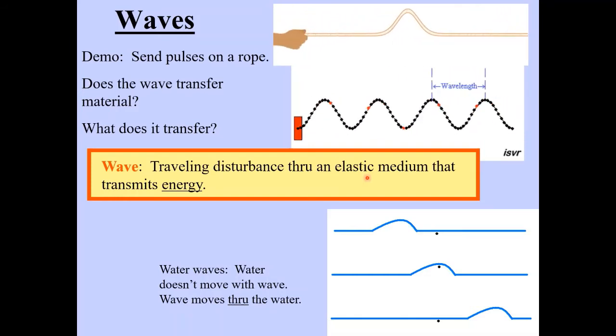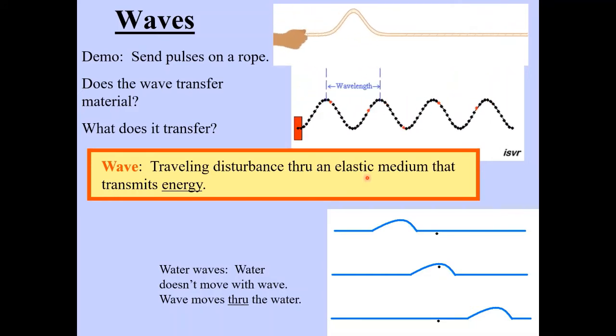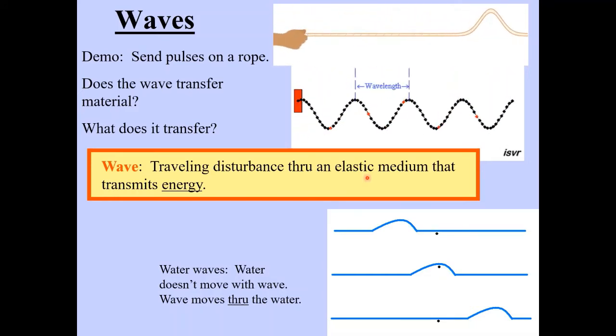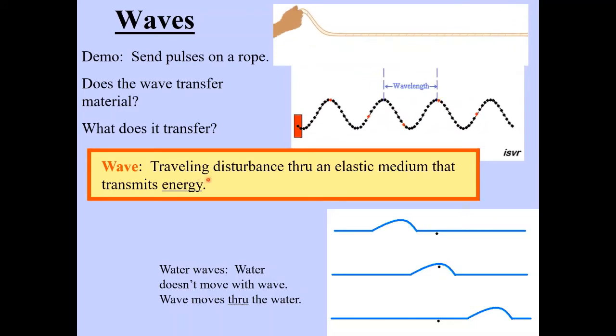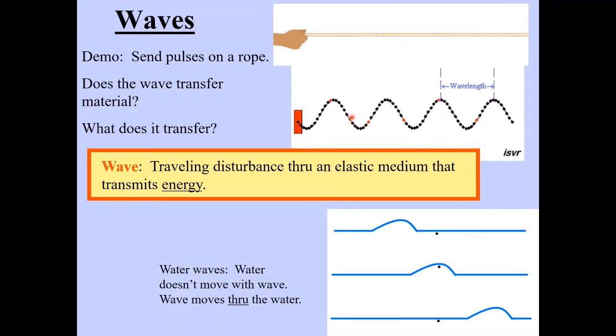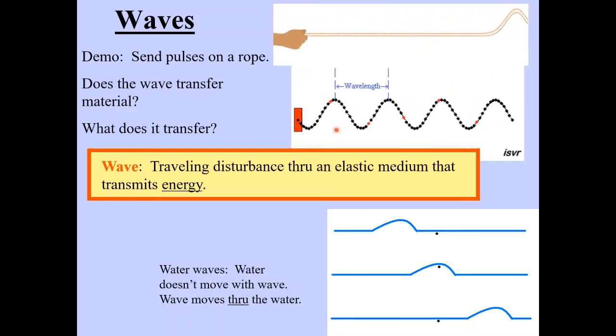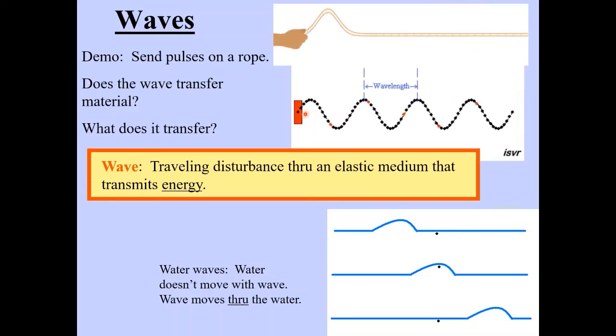So waves can travel through pretty much anything. They can travel through a liquid, solid, or even gases. The disturbance in this case is a single pulse. In the earlier example, the disturbance is a whole sequence of pulses that are sent down the rope at regular intervals.